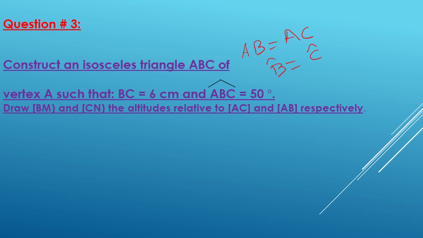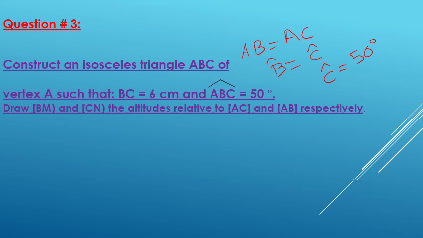What's the vertex of this angle? B. If angle ABC is equal to 50 degrees, which angle is equal also to 50 degrees? So angle C is equal to 50 degrees. Here we are constructing a triangle knowing only the angles? One side and 2 angles. Which rulers do we use here?